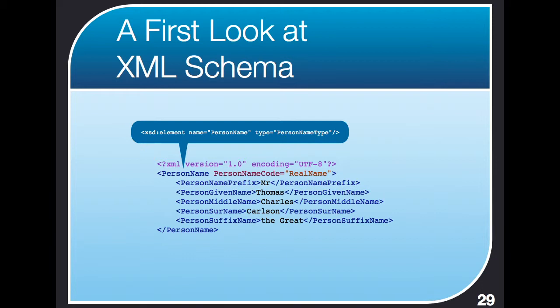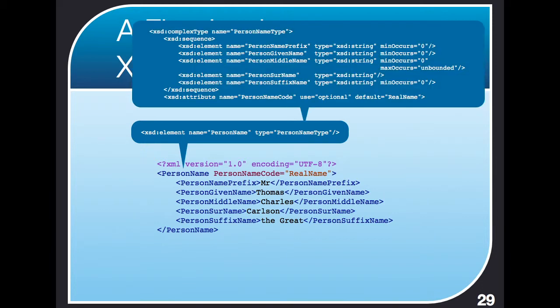Well, again, we go to the schema that said, hey, we have a complex type called person name type, and it had these 5 elements inside of it. Boom, boom, boom, boom, boom. Prefix, given, middle, surname, and suffix name, and they're all strings. And it also had this attribute called person name code. So cool, that's how we know what person name looks like. That's how we know it has an attribute called person name code. That's how we know that it has 5 elements inside of it with the names that we see there, prefix, given, middle, and so on. And that's how we know that they're all strings from that chunk of the schema.